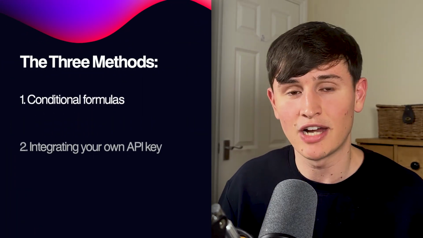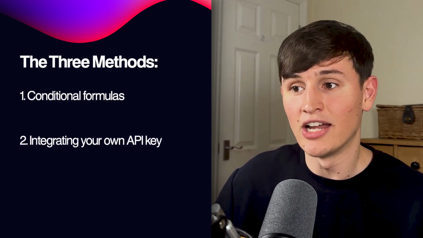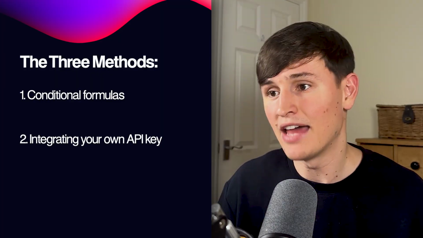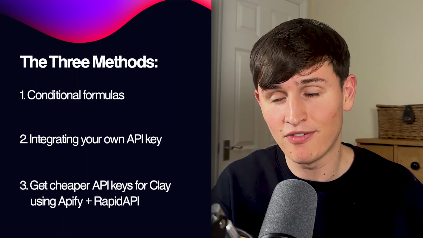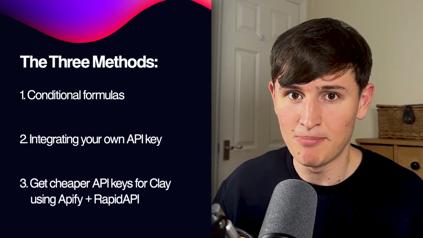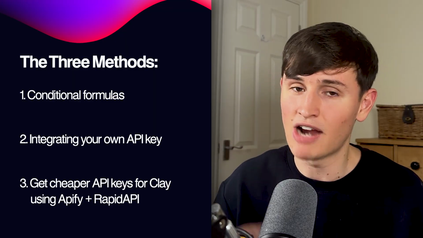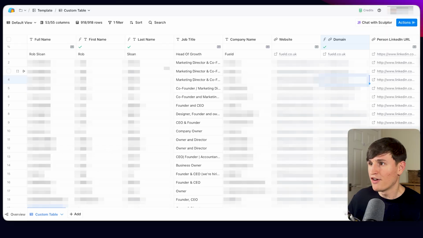The second one is integrating your own API key from ChatGPT into Claygent and learning how to do advanced data enrichments using that API. And then finally, we're going to talk about how you can leverage tools like Apify Marketplace and the RapidAPI Marketplace to get API keys or scraper APIs connected directly into your Clay table that are often 5x cheaper. So firstly, let's run into the conditional formulas.